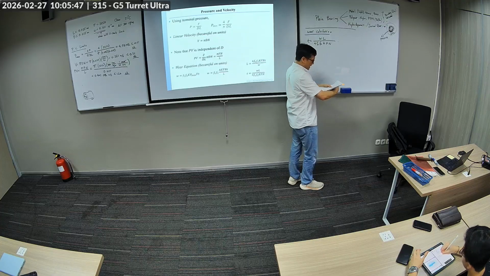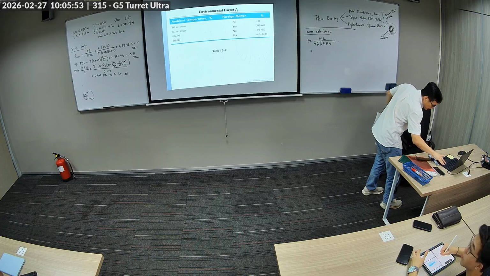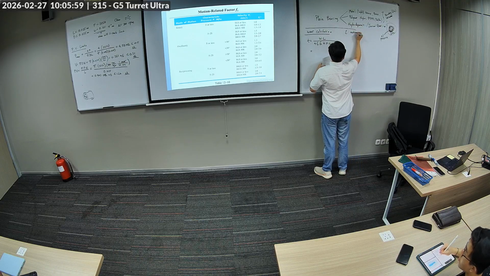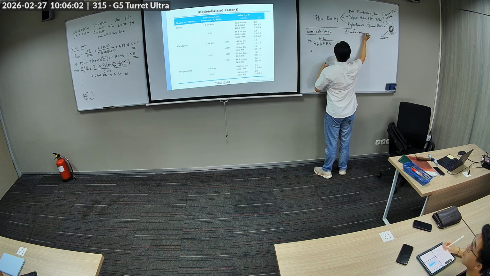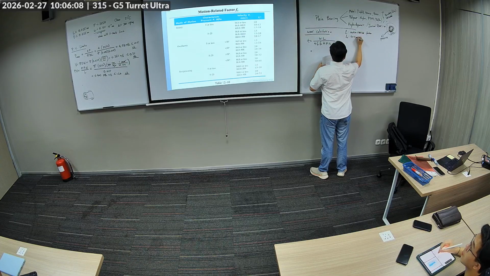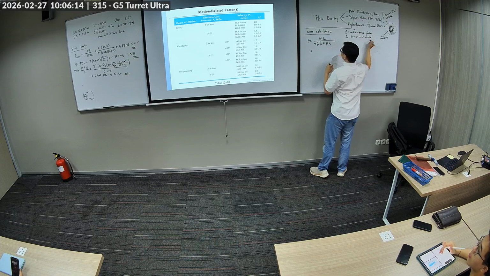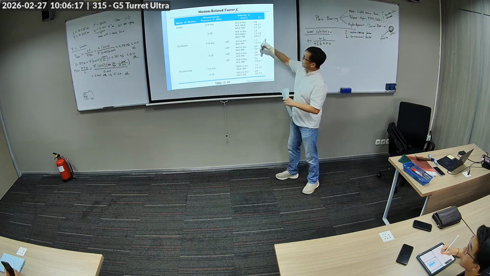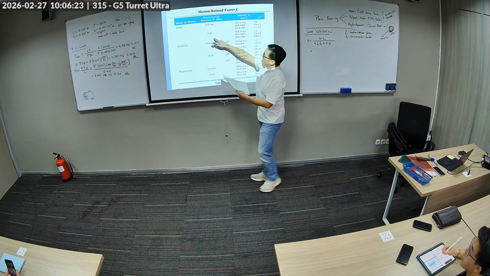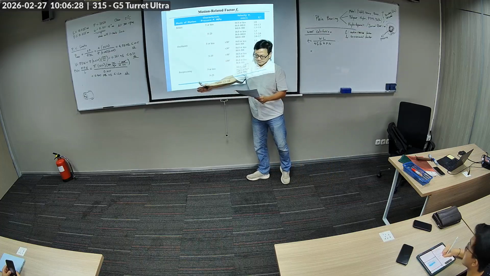Now, let's talk about F1 and F2. F1 is determined by a lookup table. F1 is the motion related factor, and F2 is the environmental factor. Okay? So this is how you look up F1. F1 is evaluated based on the average pressure and velocity and the type of motion.